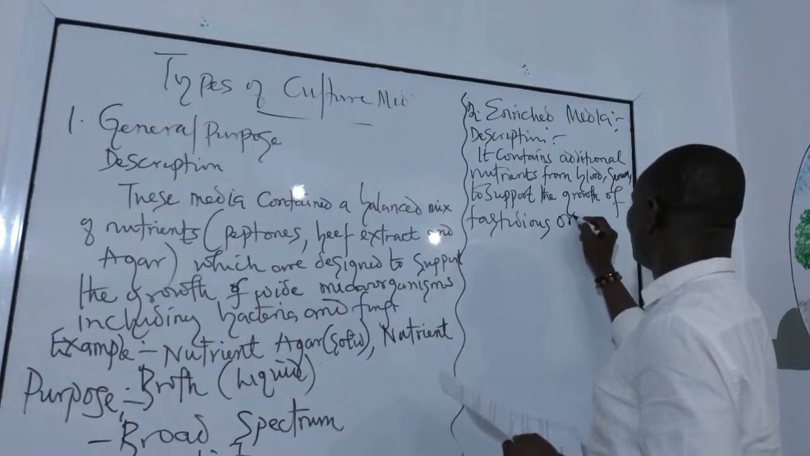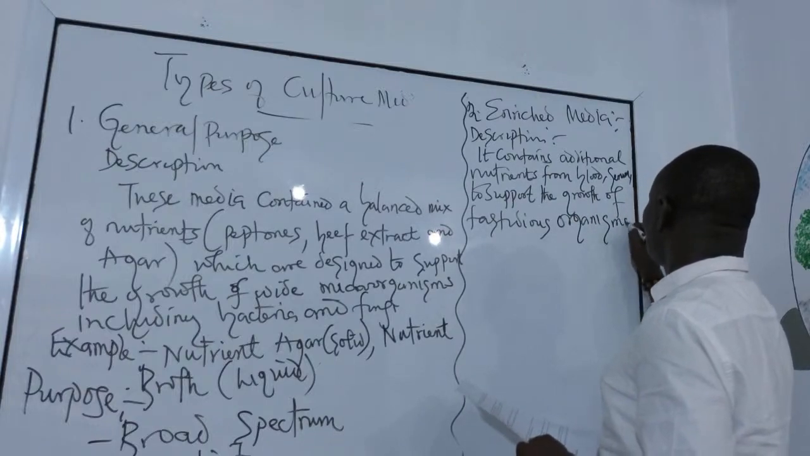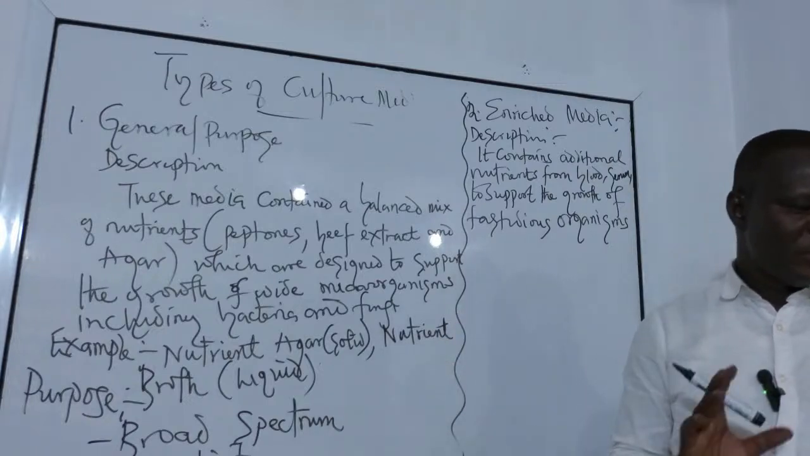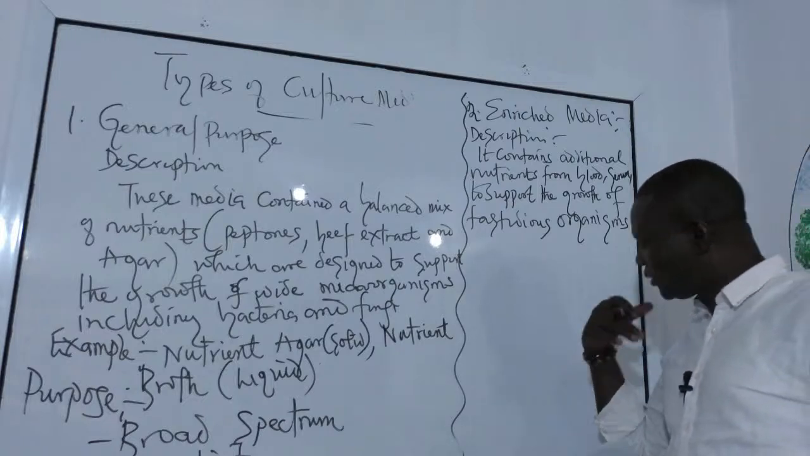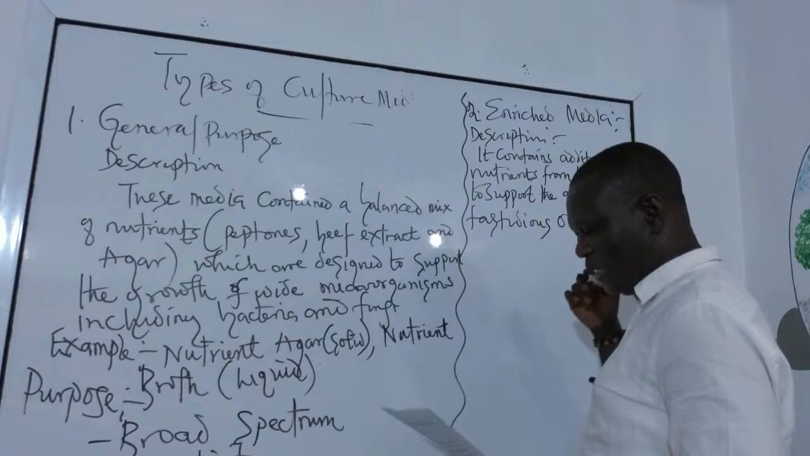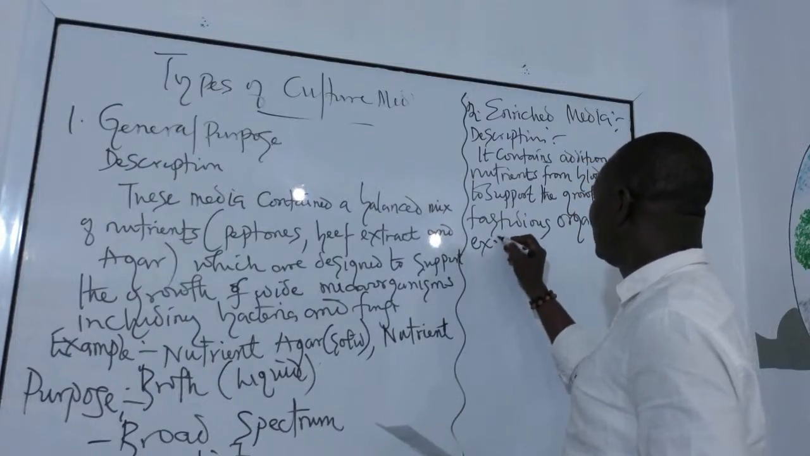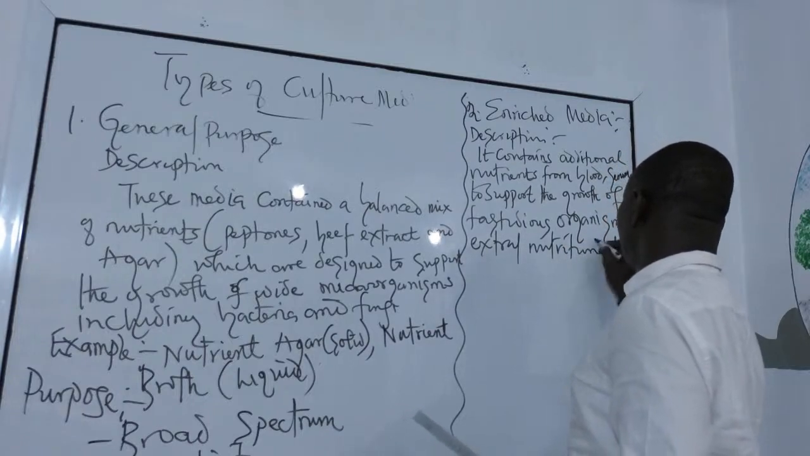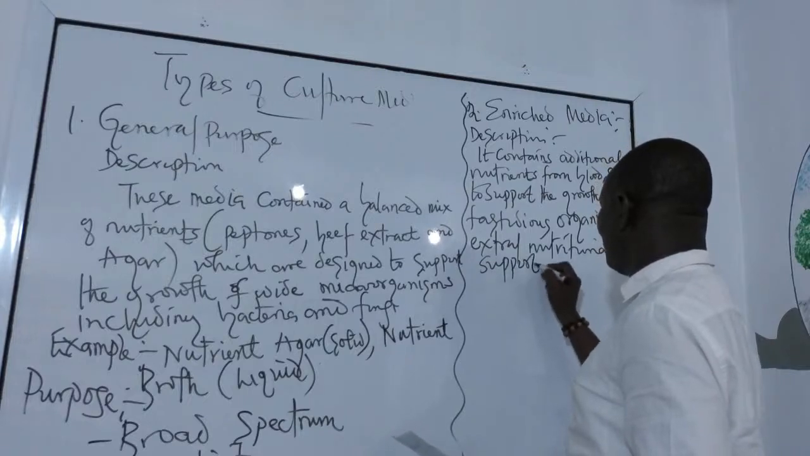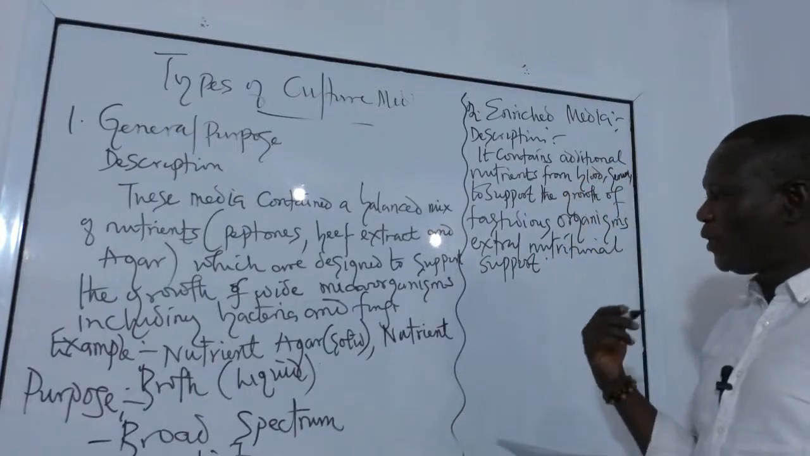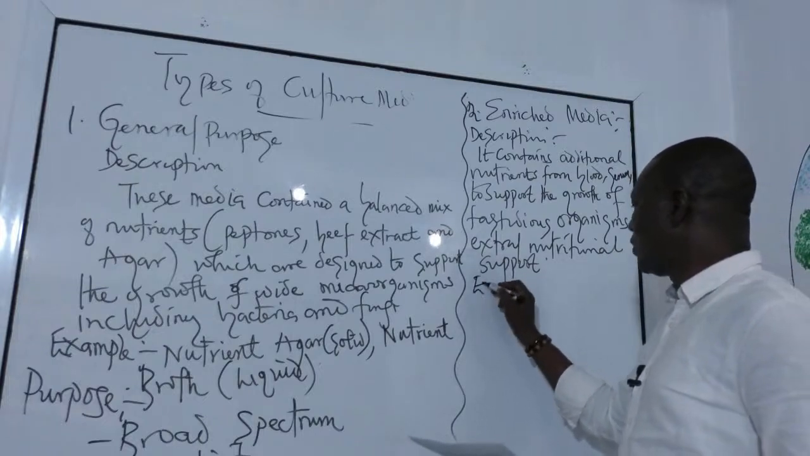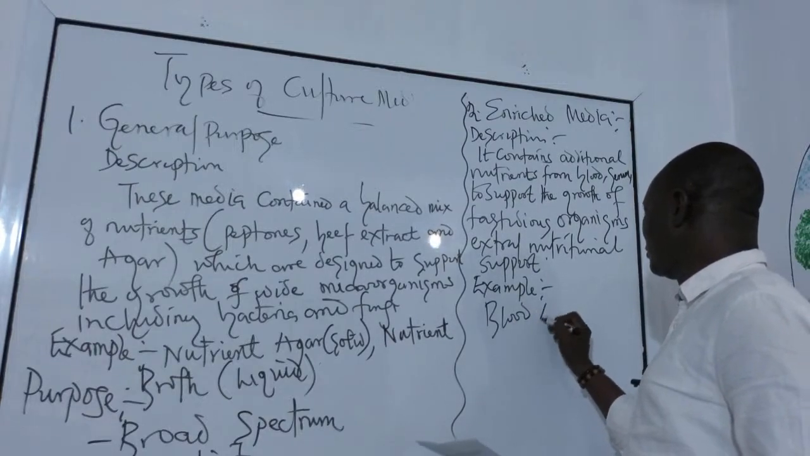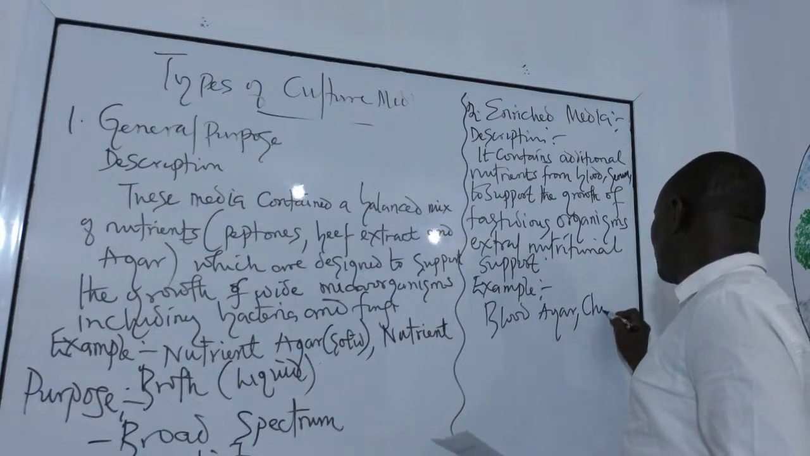Okay, fastidious organisms. Fastidious organisms are organisms that require special treatments, that require special nutrients, or they require other extra nutritional support. Okay, nutritional support. And whenever we mention this, the two examples that will come right to your mind are blood agar and chocolate agar.